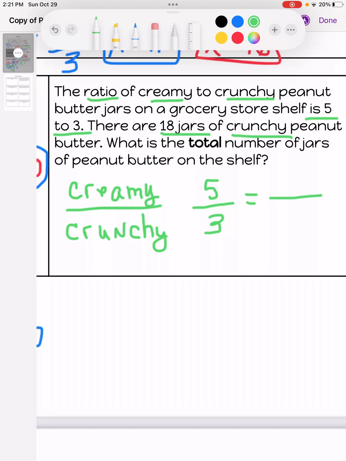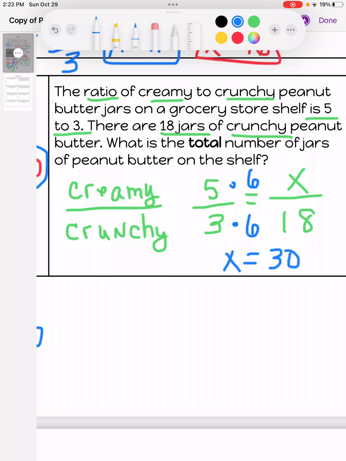Okay. It says there are 18 jars of crunchy. So where is the 18 going to go? I hope you thought, hey, it's going to go on the bottom, Miss Adams. And then that means our X is on top. Now I don't see anything here that I could simplify, but let's try some scaling here. Does 3 go into 18 evenly? Can I say 3 times what is 18? I sure can. I can say 3 times 6. Or I could cross multiply like we did on the first one. 5 times 6 is 30.